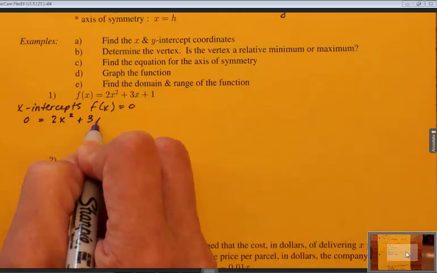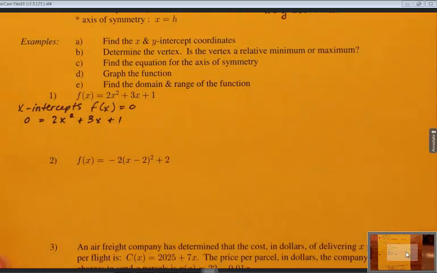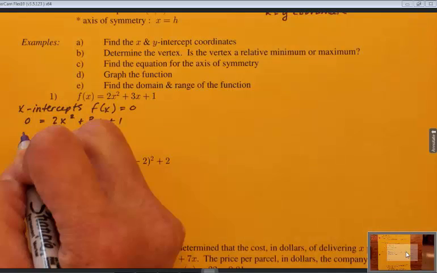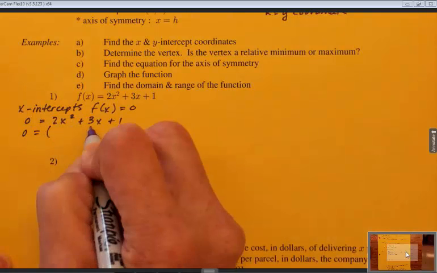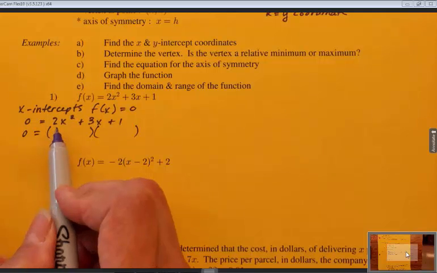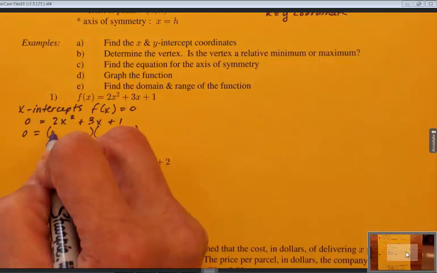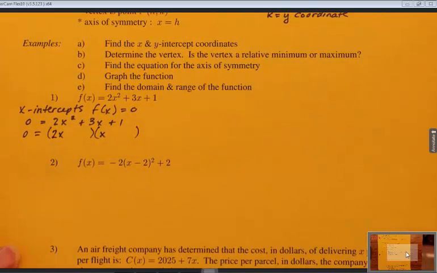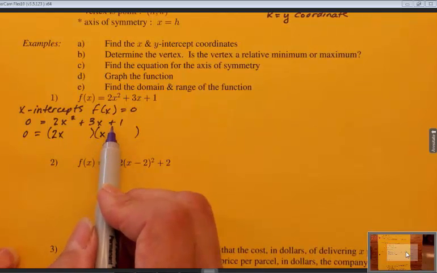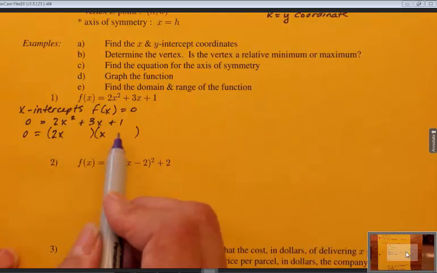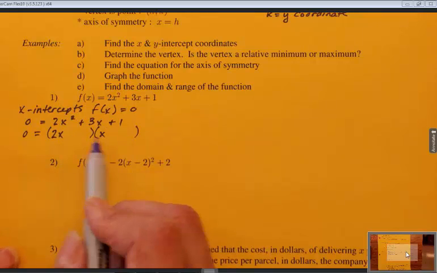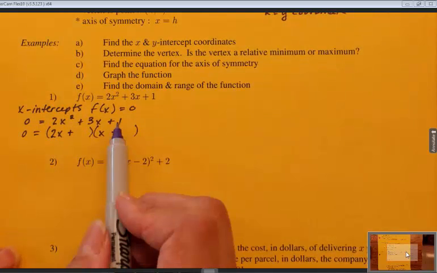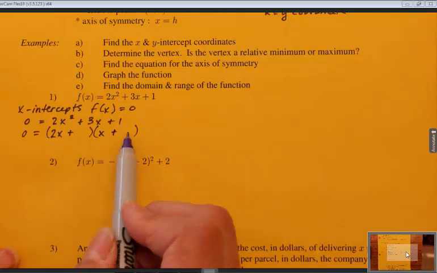Now what? It's not called FOILing. You got the right idea. Factor. The first term is factors of 2. So the first term in each parenthesis has to be factors of 2. There's only 2 factors of 2. The last term is a sum. That means that you're going to have the same signs inside of here. Sum, same signs. What are those signs going to be? Pluses. And then you need factors of your last term. What are the factors of 1? 1. Shouldn't take you that long to factor this.